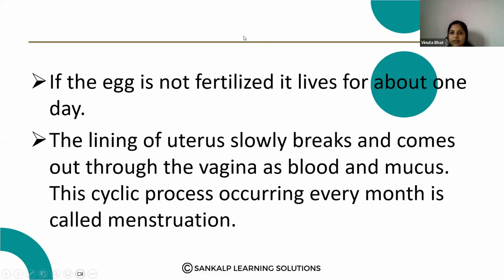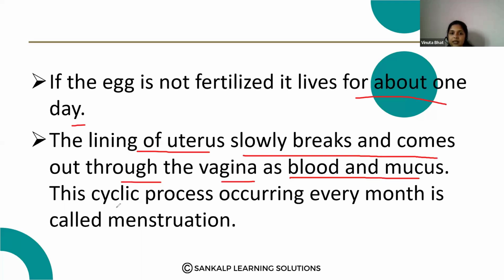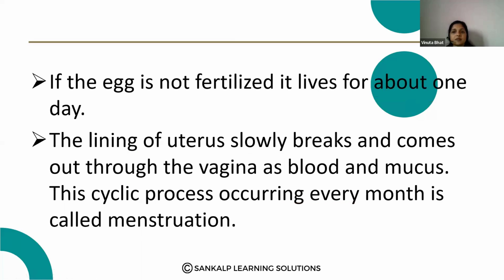If the egg is not fertilized, it lives for about 1 day. The lining of the uterus slowly breaks and comes out through the vagina as blood and mucus. This cyclic process occurring every month is called menstruation. The uterus gets prepared for the attachment of the embryo, but if the egg is not fertilized, the walls of the uterus, the endometrium, break down in the form of blood and mucus, and that is called menstruation.